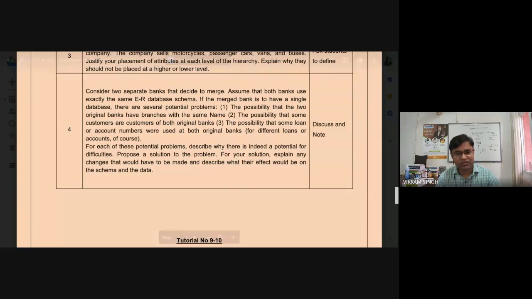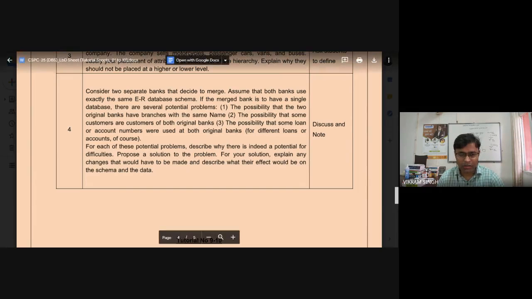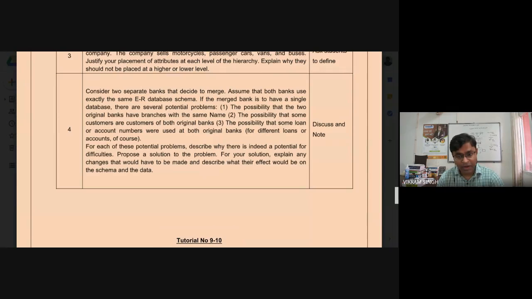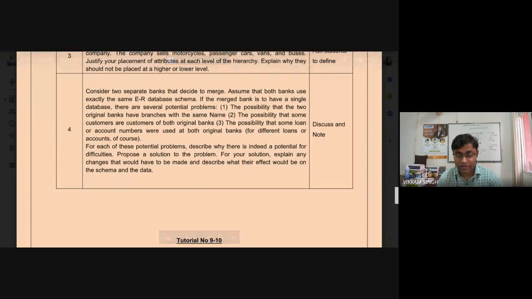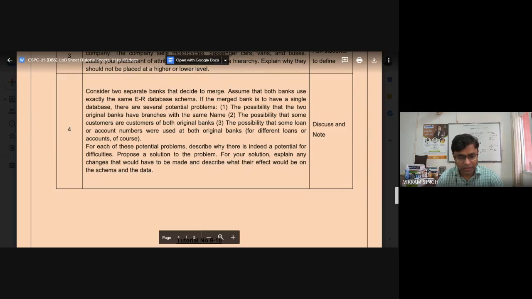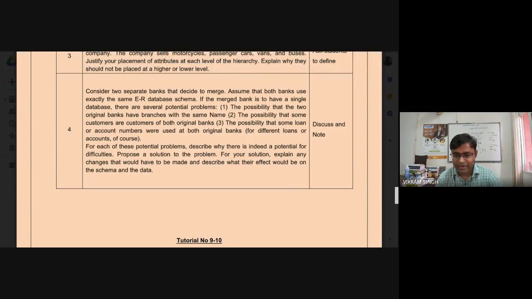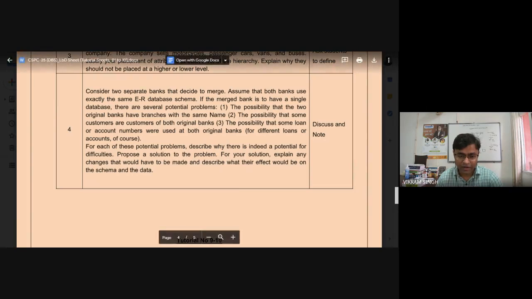So if you are using the same one, it is the ideal case. If the merged bank is to have a single database, there are several potential problems, right? The possibility that two original banks have branches with the same name, the possibility that some customers are customers of both banks, the possibility that some loan or account numbers were used at both original banks for different loans. For each of these potential problems, describe why there is indeed a potential for difficulties.